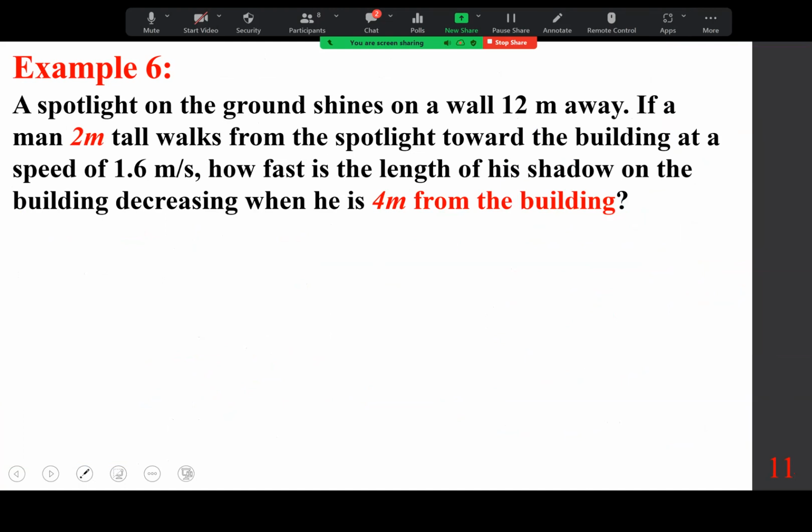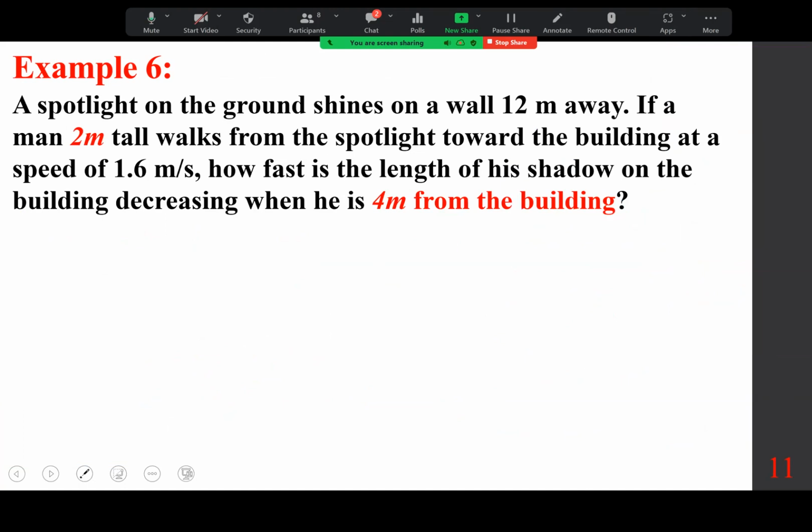I can read it. So, a spotlight on the ground shines on a wall 12 meters away. If a man 2 meters tall walks in front of the spotlight towards the building at a speed of 1.6 meters per second, how fast is the length of his shadow on the building decreasing when he is 4 meters from the building? Excellent.